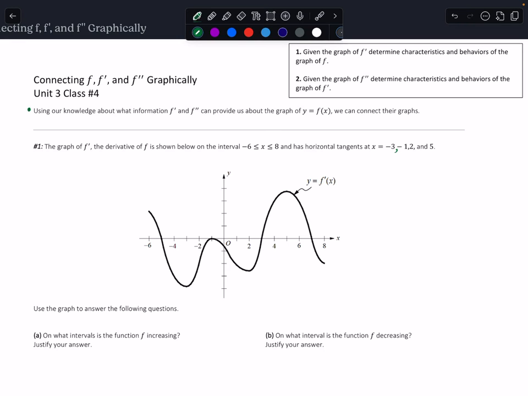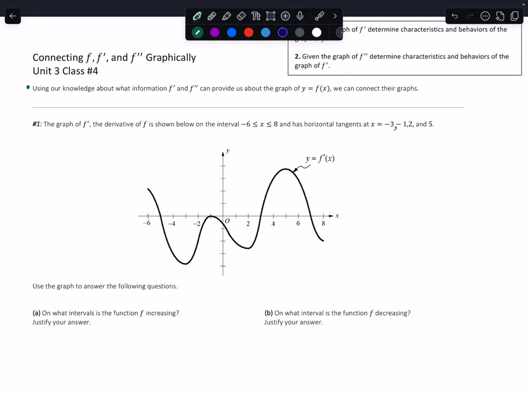So this first question has pretty much everything that we could possibly be asked if you were shown the graph of the derivative, f prime. So number one, the graph of f prime, the derivative of f, is shown below on the interval from -6 up to 8 inclusive of the endpoints, and has horizontal tangents at -3, maybe we'll mark those off, -1, 2, and 5.